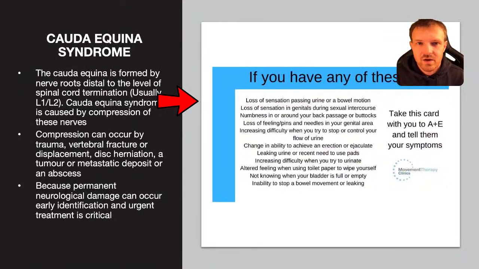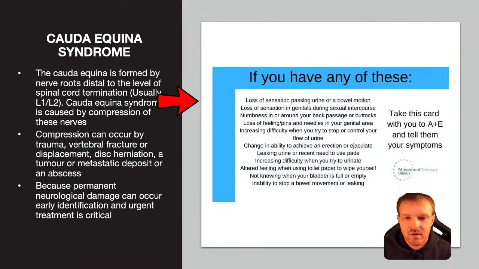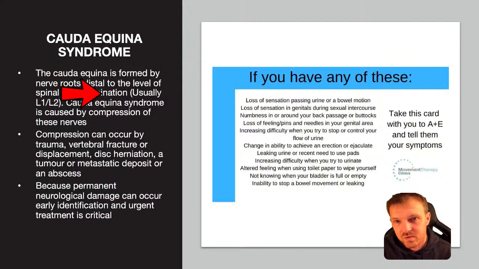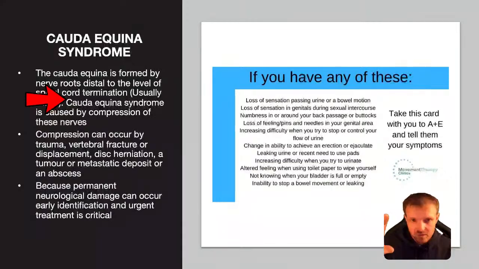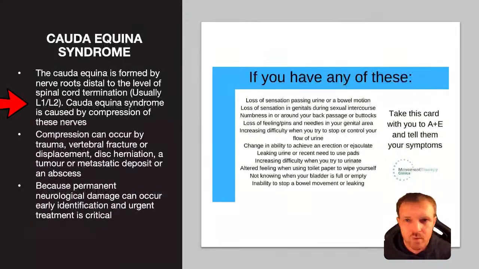Okay, so just something to be aware of. There is something called cauda equina syndrome, and again, you might have heard of this. The cauda equina is formed by nerve roots distal to the level of the spinal cord termination, so beyond where it stops, the conus level at L1, L2. Cauda equina syndrome is caused by compression of these nerves, the nerves that are in that space below L1, L2.